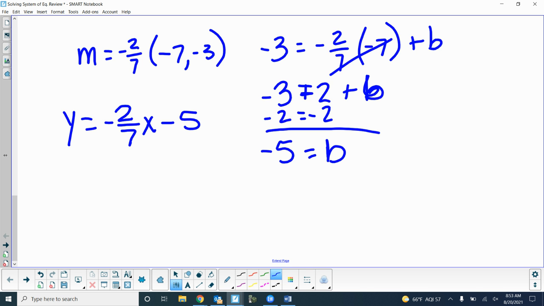Number 10, y minus 7 equals 2/5 times the quantity x minus 5. And then 11, y minus 5 equals -3/4 times the quantity x plus 4, minus a -4. And then y plus 3 equals -3/8 times the quantity x plus 2.